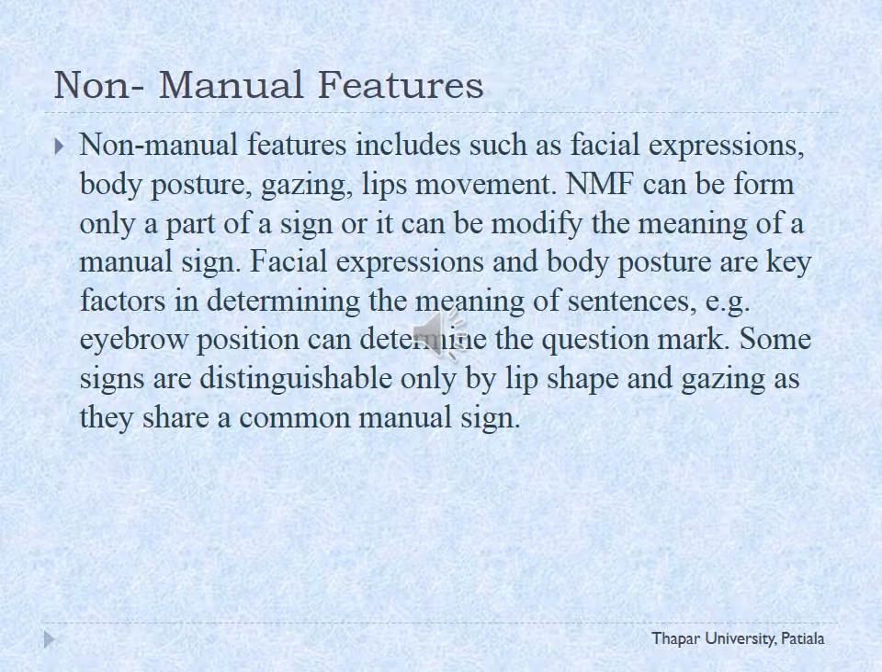So the next is non-manual features. Non-manual features include facial expression, body posture, gazing, lip movement, head tilt. So it can be abbreviated as NMF. The NMF can modify the meaning of a manual sign. The question mark is represented by eyebrow position. Some signs are distinguishable only by lip shape or by gazing as they share a common manual sign.